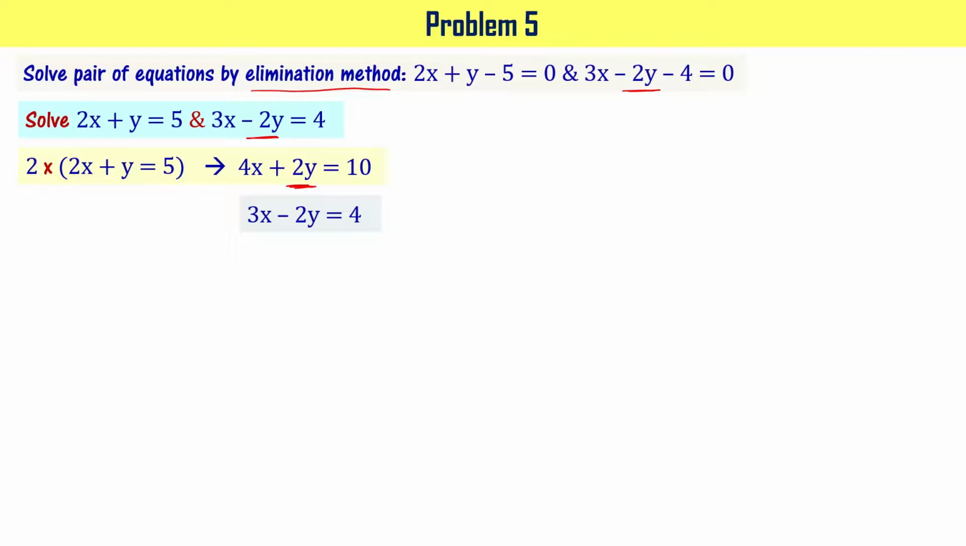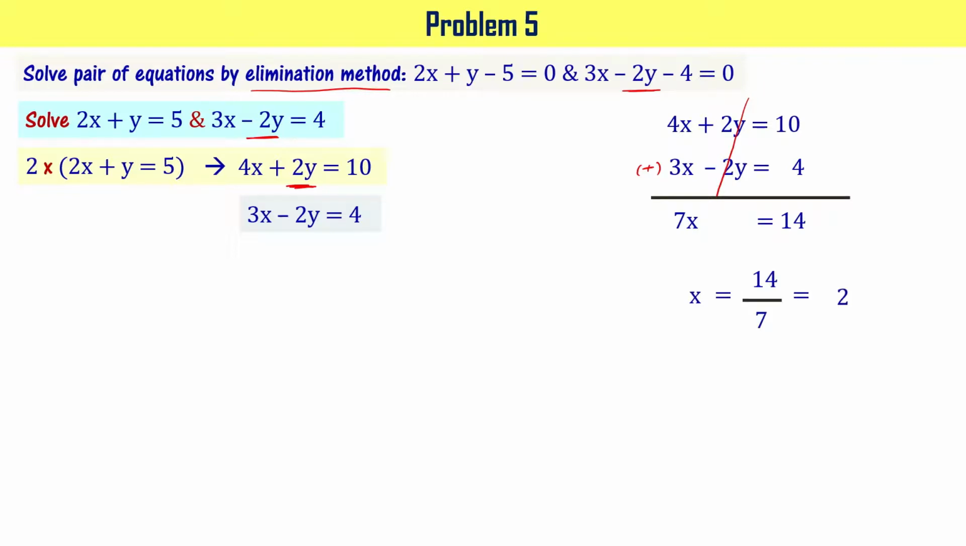Now let's add these two equations. 4x plus 2y equal to 10, 3x minus 2y equal to 4. When I add, the x term is going to be 7x and y term is going to get cancelled because this is plus 2y minus 2y. When you add, you're going to get 0 there, and 10 plus 4, that is 14. So 7x equal to 14. It means x equal to 14 by 7, that is equal to 2.